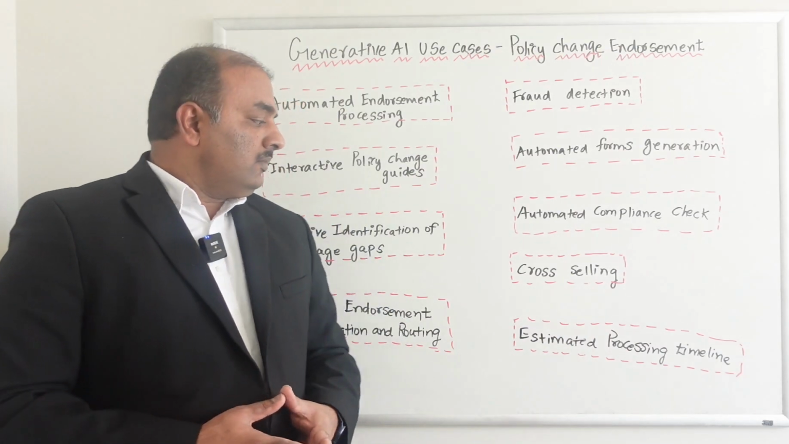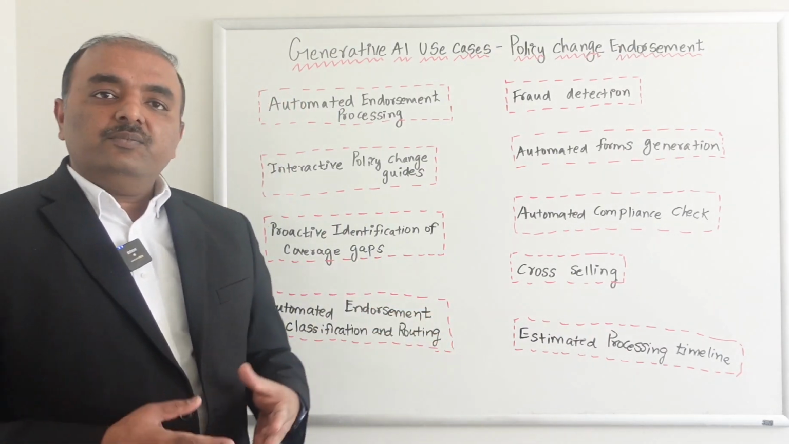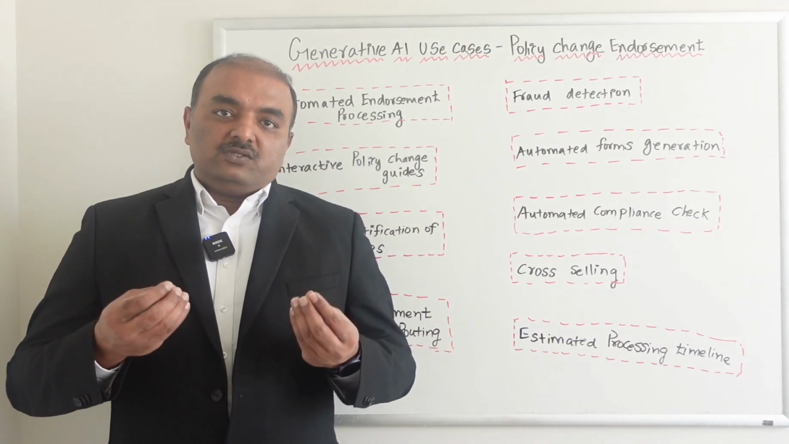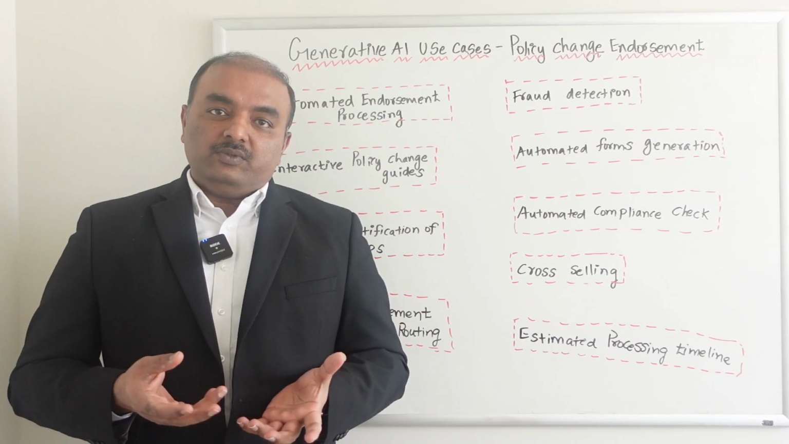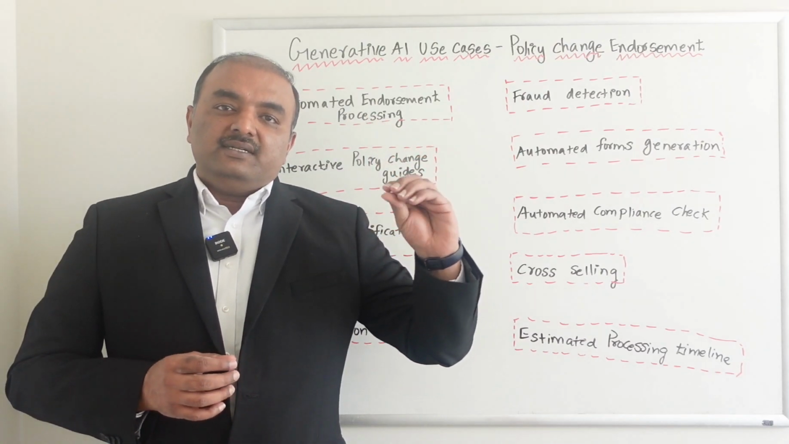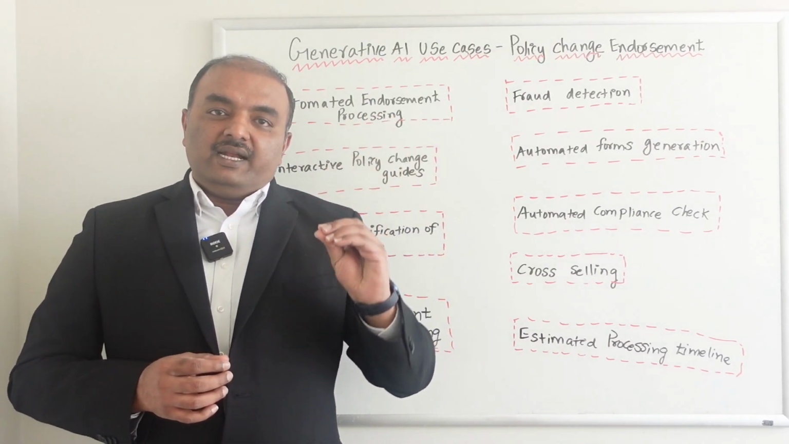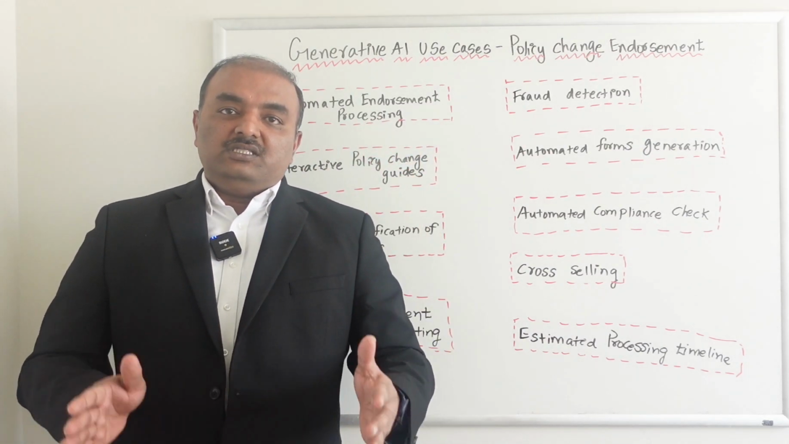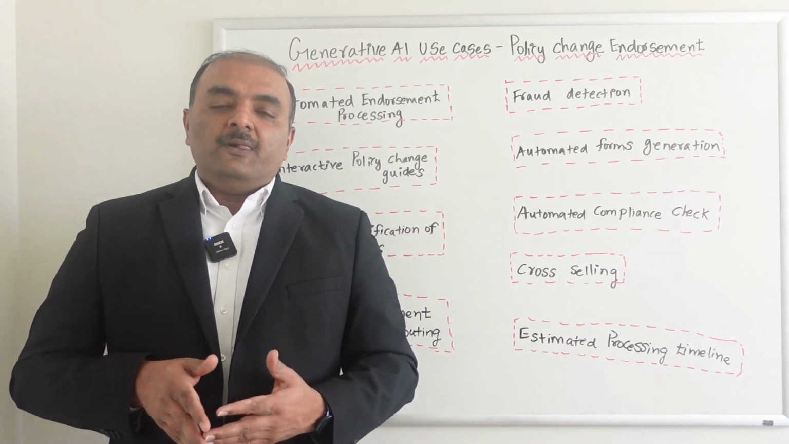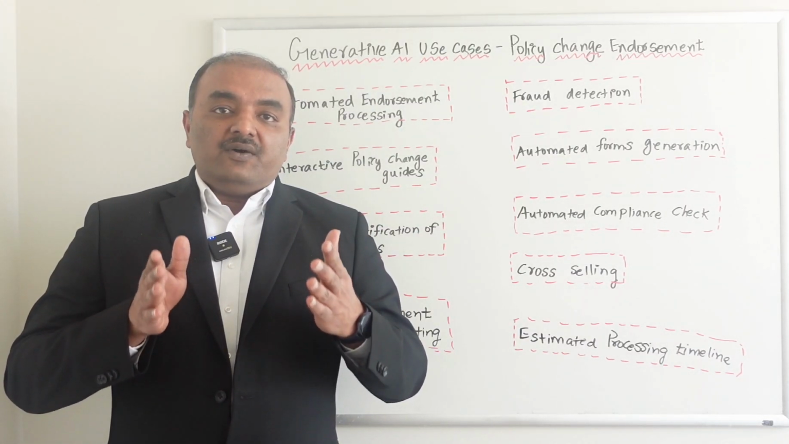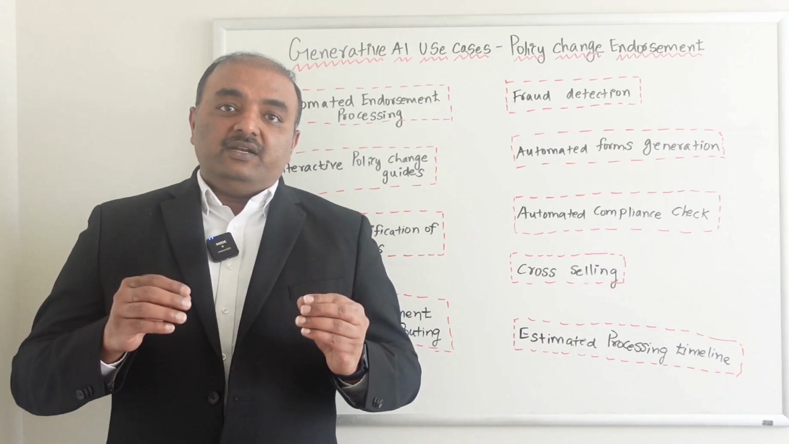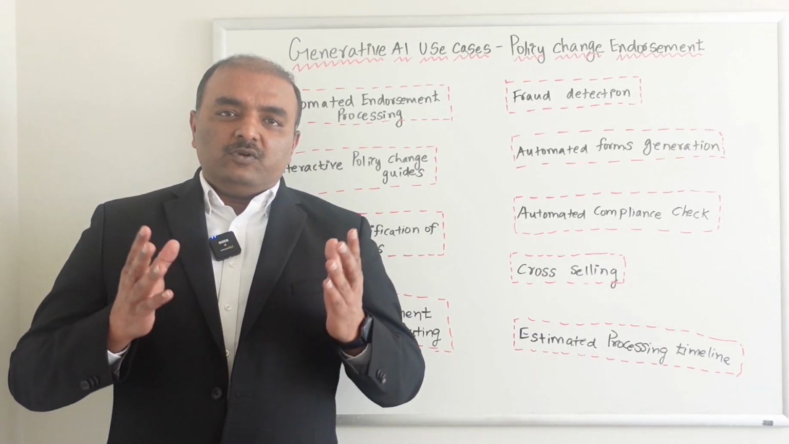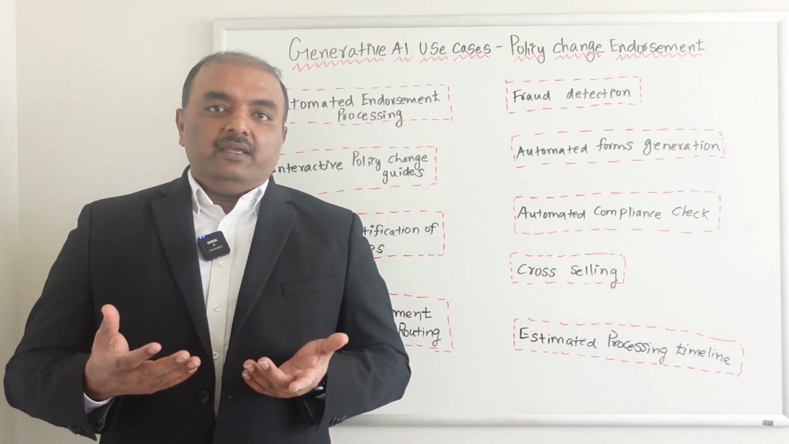Estimated processing timeline, very important. Nowadays, most customers want to process their transactions as quickly as possible. Based on the customer data, generative AI can read all those data attributes and say, for this complexity, it is going to take 3 days to process this change. Please be patient, so that customers are informed upfront and don't have to anticipate when the change is going to be completed. As I told you, there are a humongous number of use cases, but I'm sharing my experience based on what I know.